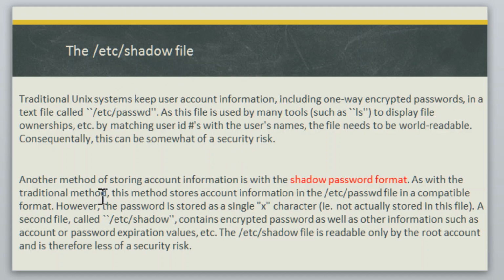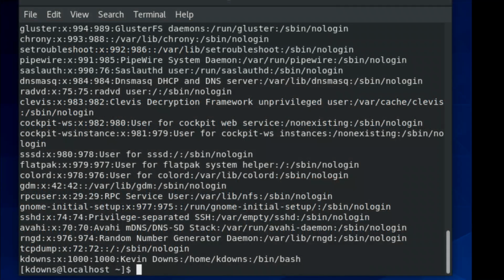So we have a much better method of storing passwords, and that's going to be the shadow password format. With this traditional method, account information is stored in the /etc/passwd file in a compatible format. However, the password is stored as a single X. Let me show you that real quick. You'll see right next to all the IDs and names, you see an X. That's the password, but that's just a placeholder for it.